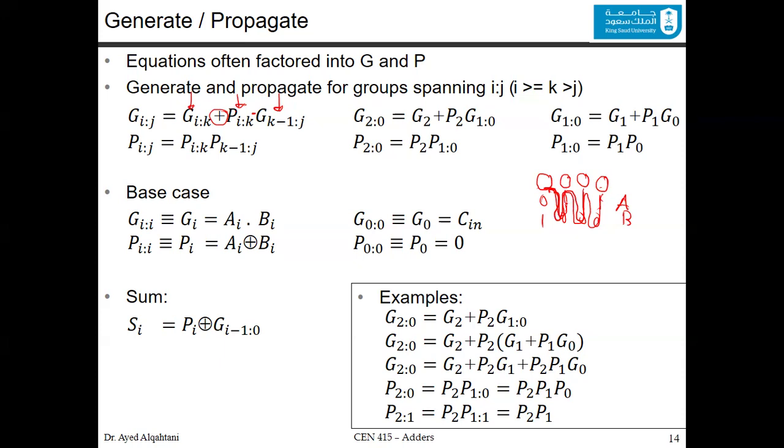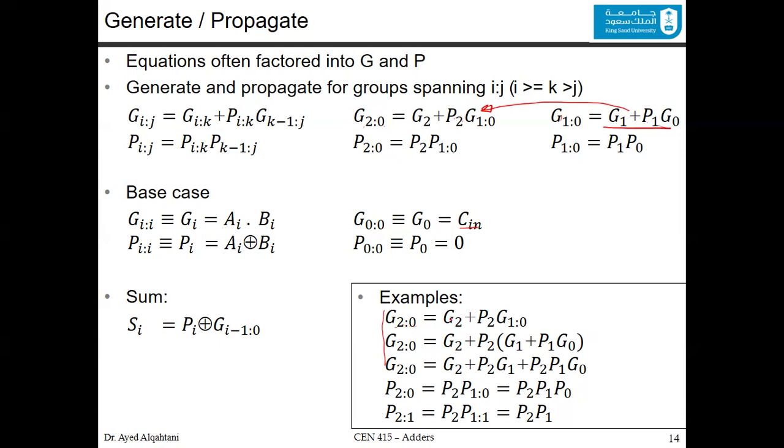These are, for this stage, the possible generations. So let's take the example from 0 to 2. It's either generated in 2 or generated from stage 0 up to 1 and then propagated to 2. Again, for 0 and 1, either generated in 1 or it's generated in 0, which is actually the carry in, and then propagated to stage number 1. Of course, you can substitute this one here to get the group generation from 0 to 2, and this is what we did in this example.